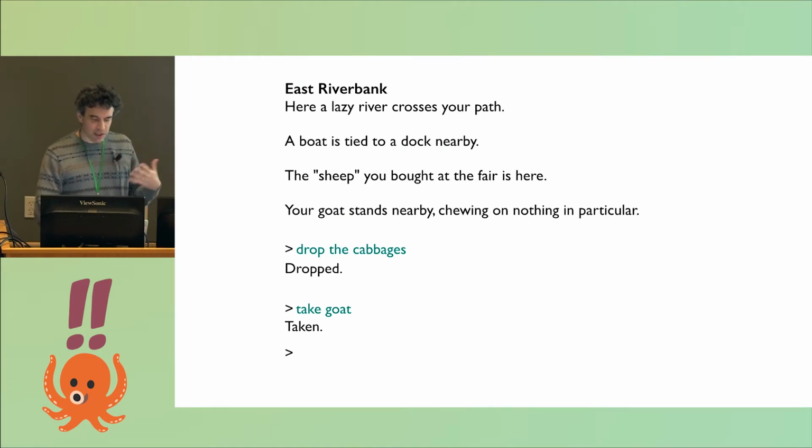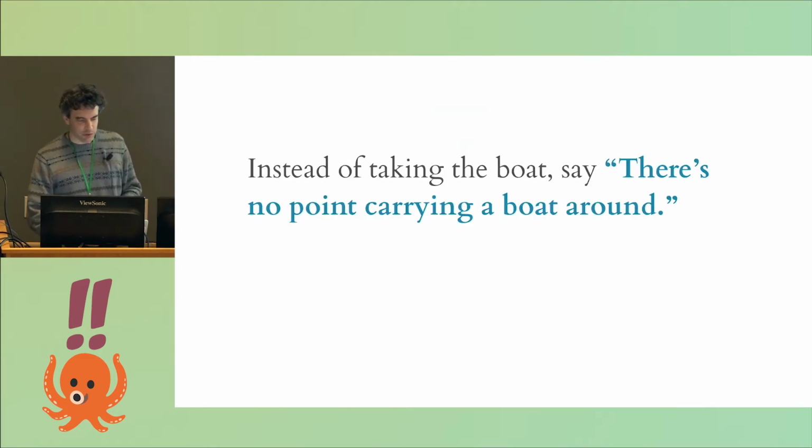And Inform lets you customize how commands are handled. You can write something like, instead of taking the boat, say, there's no point carrying a boat around. This is called a rule. Inform has this unusual execution model. It starts out a little like React, if you've used that. When the user types pick up the boat, Inform creates an object called an action that represents the user intent. And then it runs the action through a bunch of rules to decide how to respond. First, it checks your rules. So if the current action is taking the boat, it sees this, and it stops and prints this message instead.